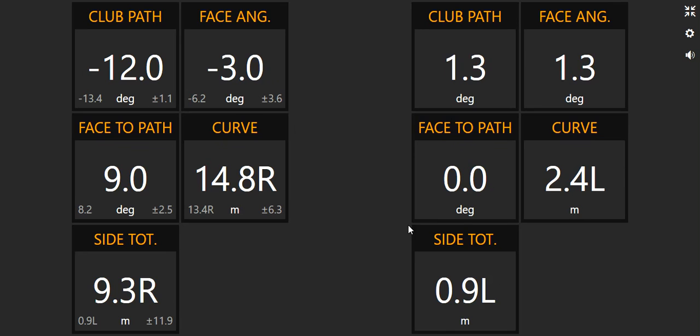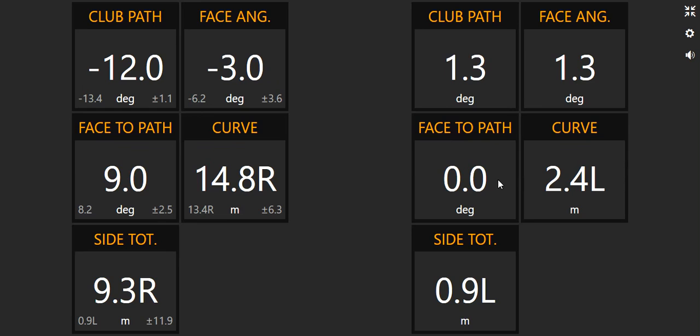Your face to path zeroed out, but because of the contact point, it's actually drawn slightly back to the target. So it's only ended up 0.9 meters left of the pin, or fairway if we were hitting in a fairway. And what this face to path number correlates to is the bigger that number is, the more curve you're going to have on your shot.